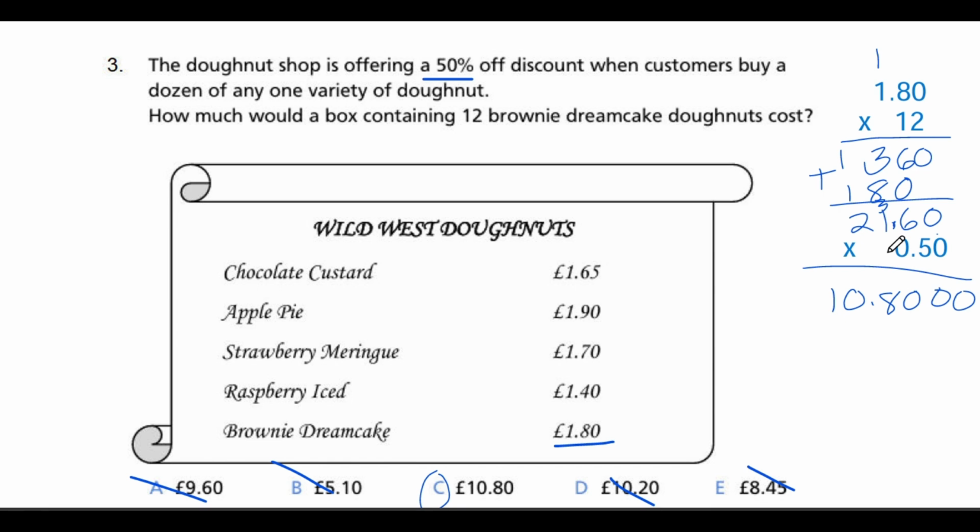But we have a discount. The offer is a 50% discount. 50% means half price. So we have to divide 21 pounds and 60 pence by 2, which equals 10 pounds and 80 pence.